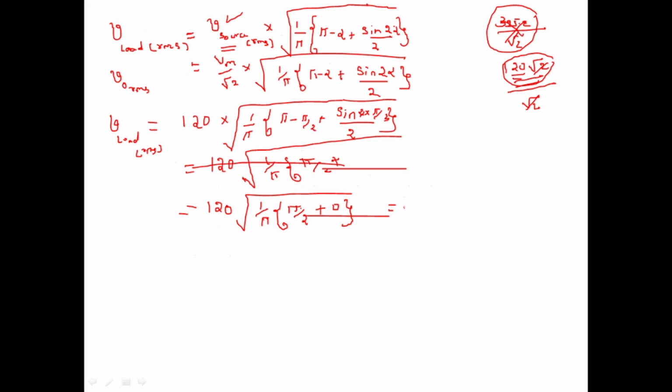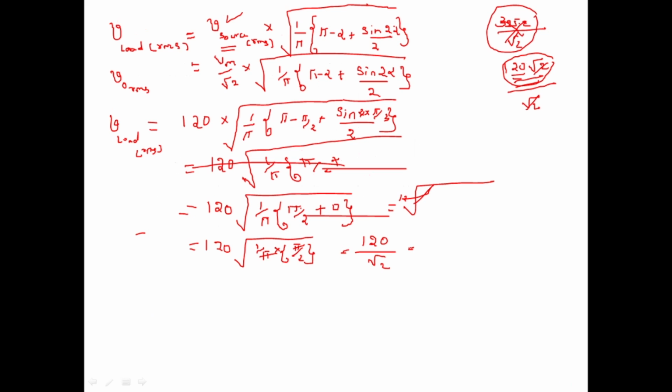So this is equal to 120, which is there outside. So this equals 120 root 1 by pi into pi by 2. So pi cancel each other. So finally what happens? 120 by root 2. This is your answer.